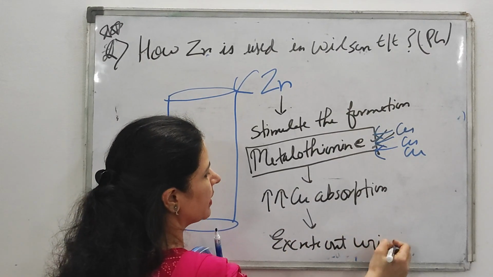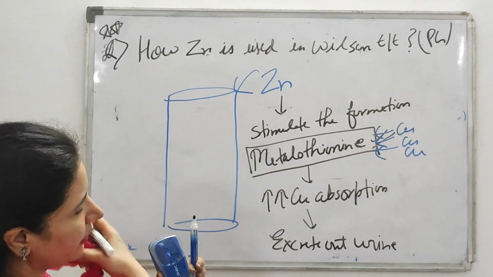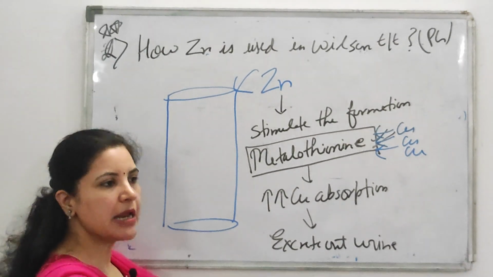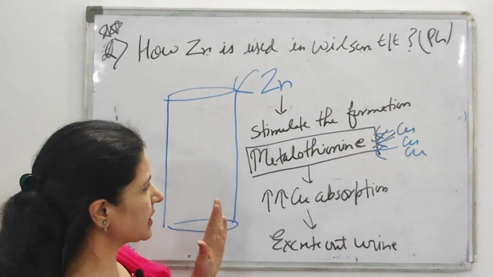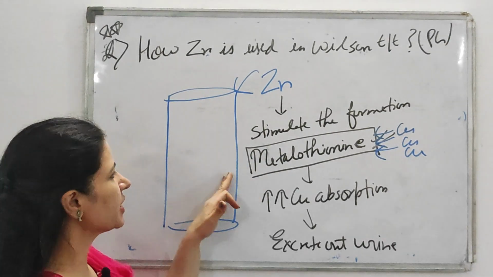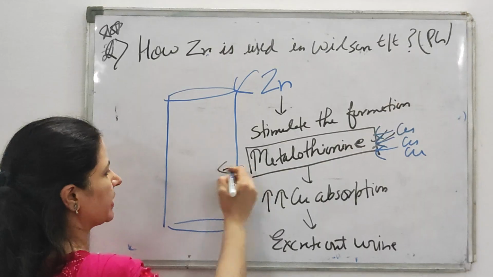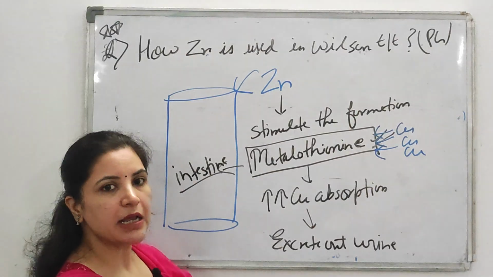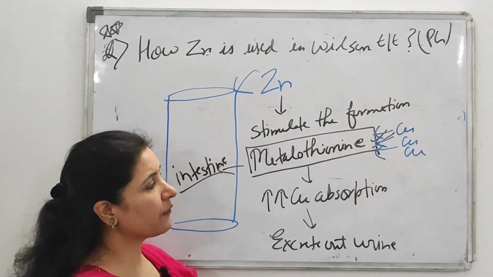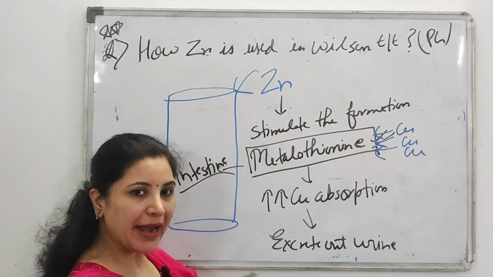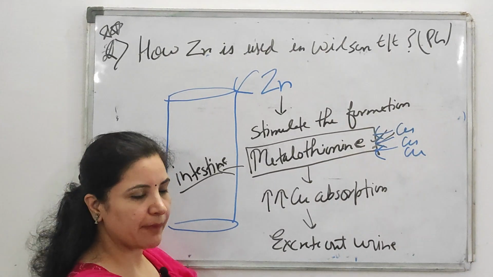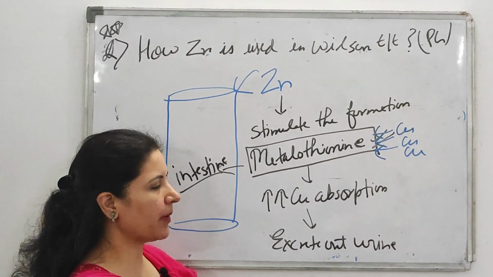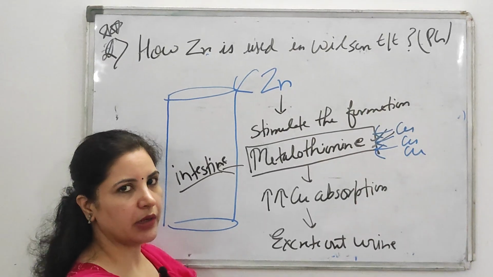So one thing you have to remember is that some additional questions are also added for the PG students. What is the role of zinc and what is the mechanism of action of zinc in Wilson patients? The mechanism of action of zinc is that it stimulates the formation of this metallothionein protein in the intestine. What is the role of this metallothionein protein? It will bind more copper, so it will increase the absorption of copper, and that is ultimately excreted out through the urine.